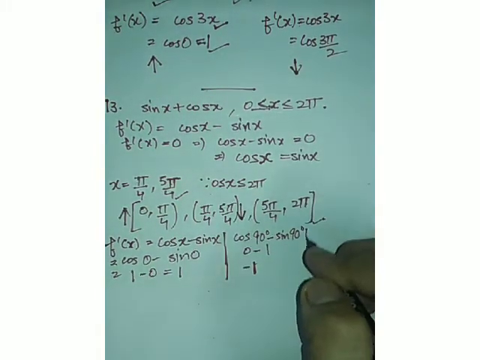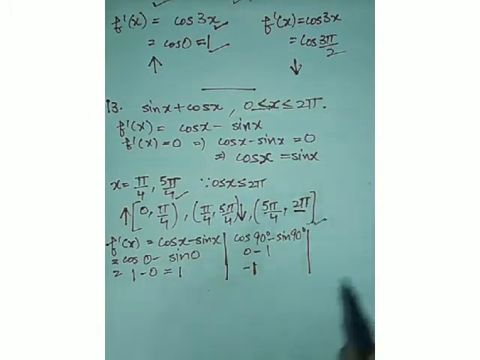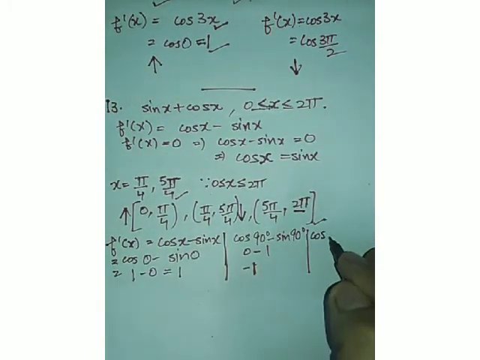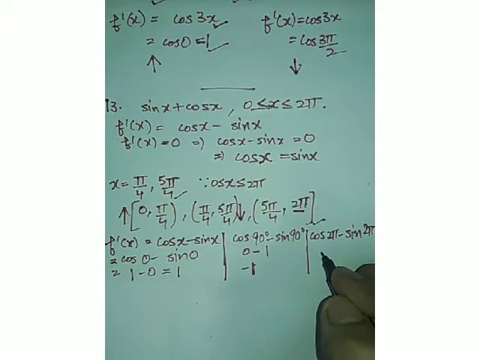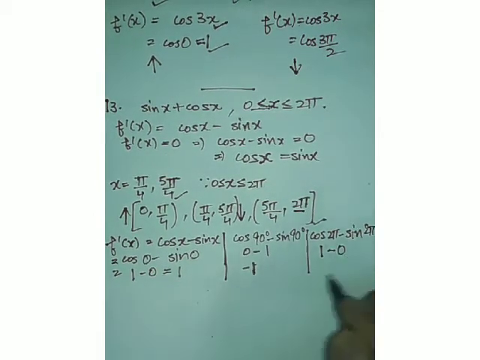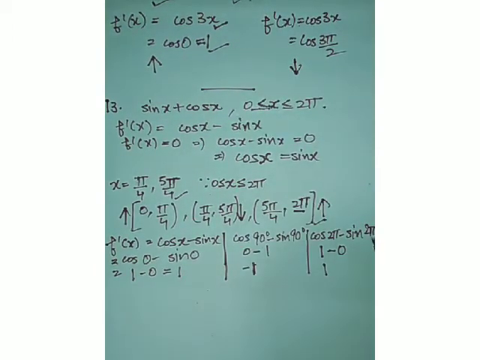Now only the last one is left, that is 5 pi by 4 to 2 pi. Now consider the value 2 pi. Again fill it in the differentiation, cos of 2 pi minus sine of 2 pi. Clear? Now cos of 2 pi is again 1 and sine of 2 pi is 0, so you will get 1. It means the value is positive, the function is increasing on this interval.